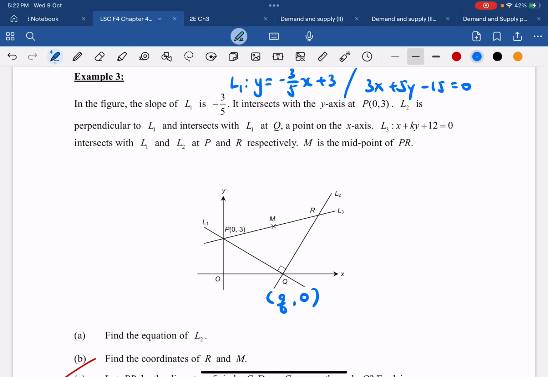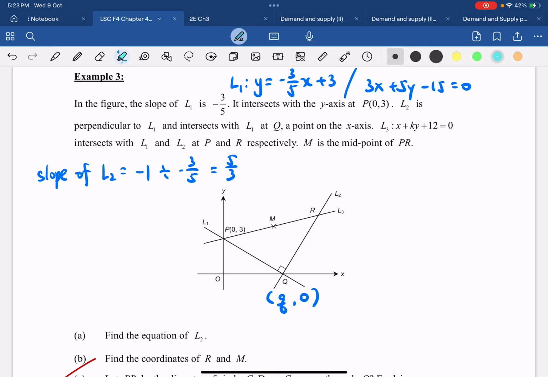So actually, we got the slope of L2 already. Why? Because L2 is perpendicular to L1, right? So slope of L2 is negative 1 divided by negative 3 over 5, which is 5 over 3. So we got slope, but we haven't got a point, right? Okay, so how to find the coordinate of Q?